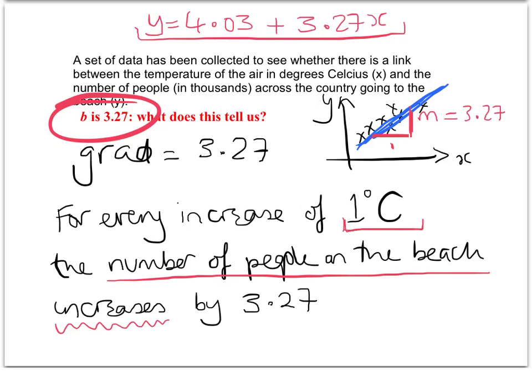Okay, this is wrong, and it's the most common thing that students do wrong. Hopefully you've realised what's wrong. What's wrong is that the y-axis doesn't represent the number of people on the beach. It represents the number of people on the beach in thousands, and you always have to have a look up and see what the units were. Like here, I've used the unit, degrees centigrade. The unit for the y-axis is thousands of people. So for every increase of 1 degree centigrade, the number of people on the beach doesn't increase by 3.27, it increases by 3,270.